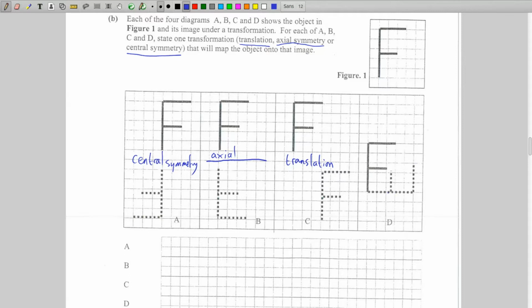And in part D, it's a little bit harder to tell, but if you take a look at a line going like this, hopefully you'll be able to see that it's been mirrored over this line, and we call that axial symmetry.